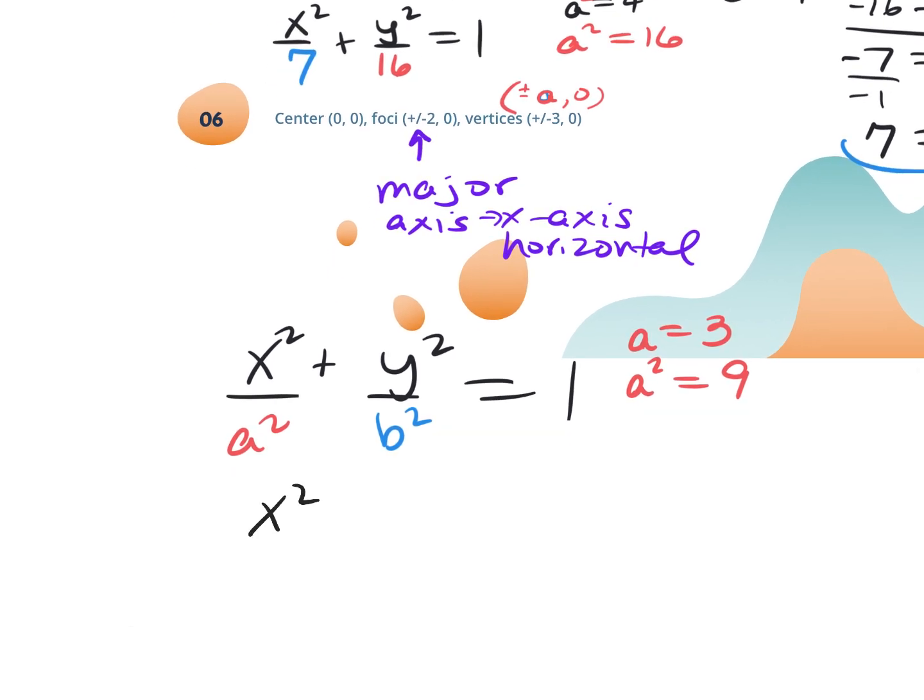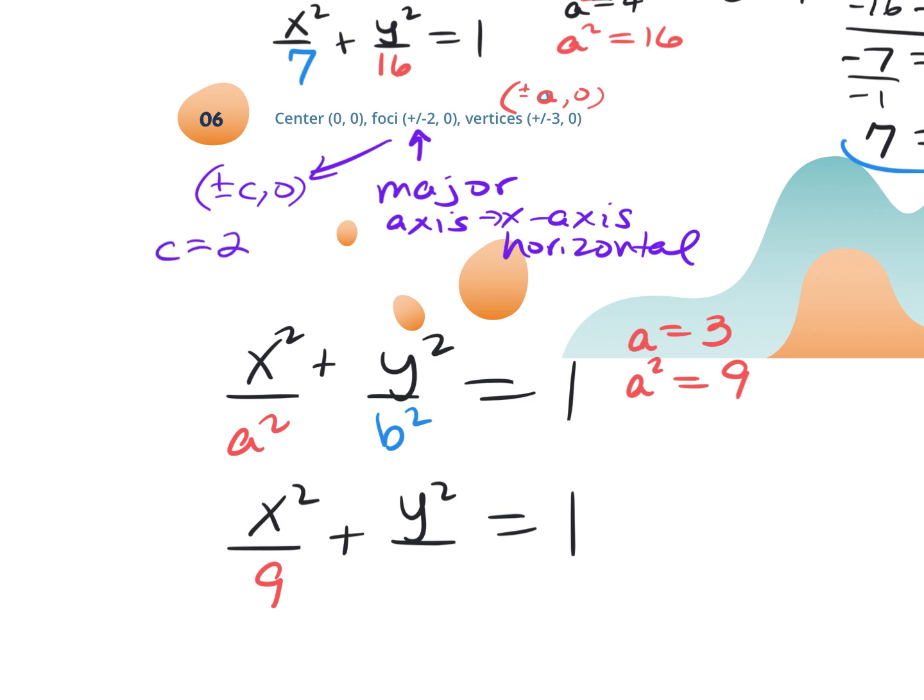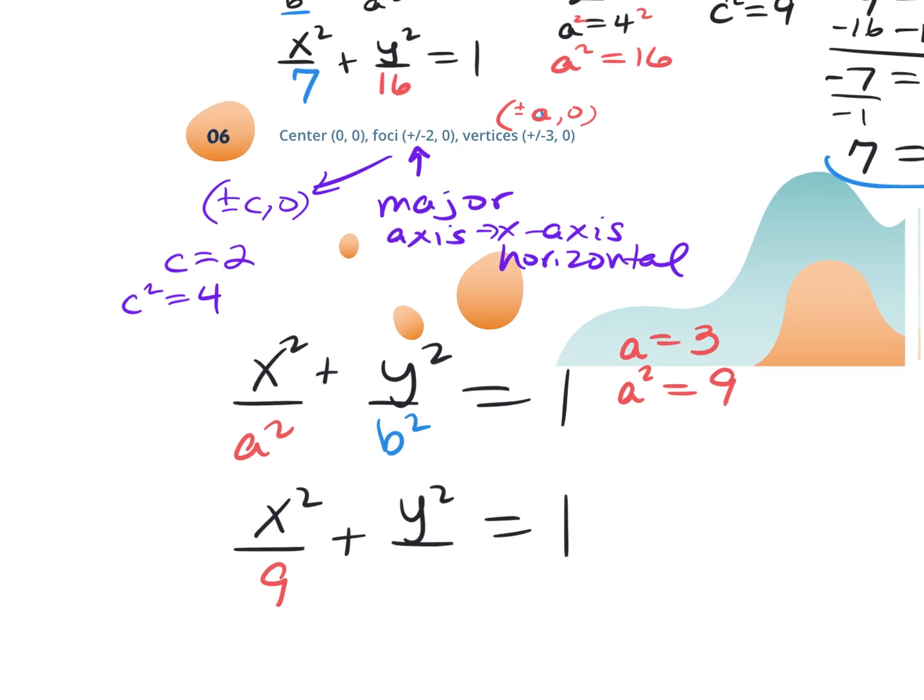So x squared with a 9 here, plus y squared, and I don't know the b squared yet. I'm going to be working on that. And again, they gave me the focus point. So remember your focus point, this is plus or minus c, comma 0. So my c value is 2. So when I square that, c squared is 4. And again, you can graph it if you need to, but we really don't need to.